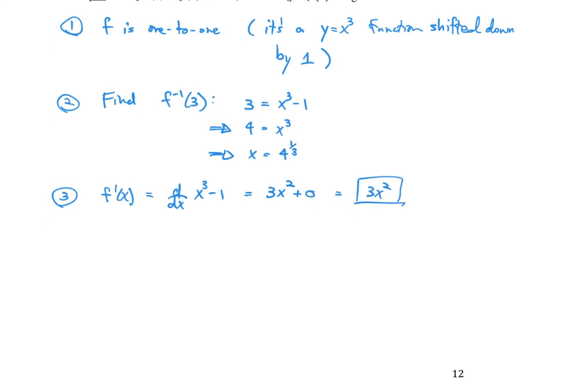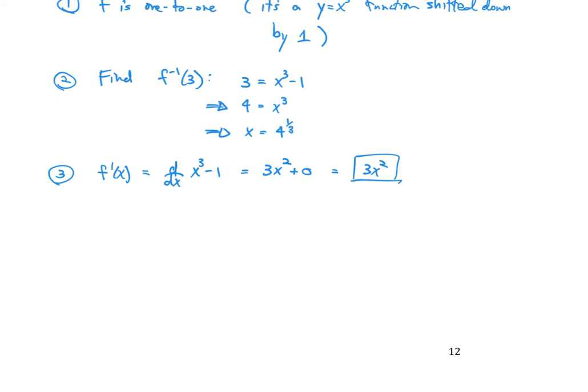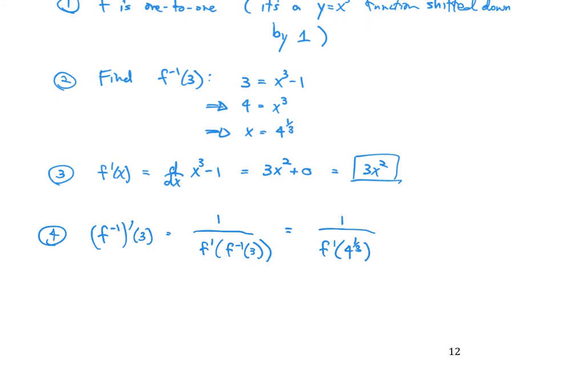So for this last step, we know that the derivative is f inverse prime of 3. I want to look at the reciprocal, so that's 1 over f prime of f inverse of 3. Now in my case, I've already calculated what that inside part was. That inside part is 4 to the 1/3 power, so this is 1 over f prime of 4 to the 1/3 power.